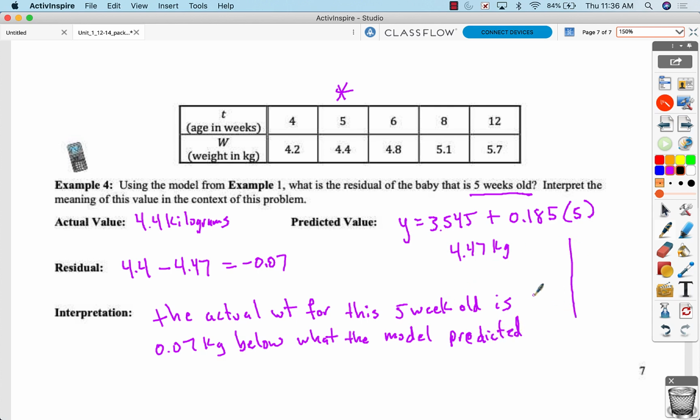So what happens is on the graph, it's like 1, 2, 3, 4, 5. So that was like the data, and then the line that went through it went like this. So at 5, the actual was 4.4, and then the predicted on the line was 4.47. So any dot that falls below the least squares regression line is going to have a negative residual. These are all negative residuals.